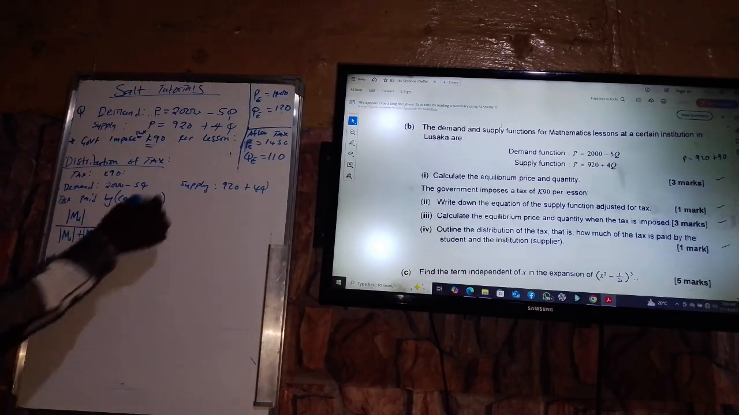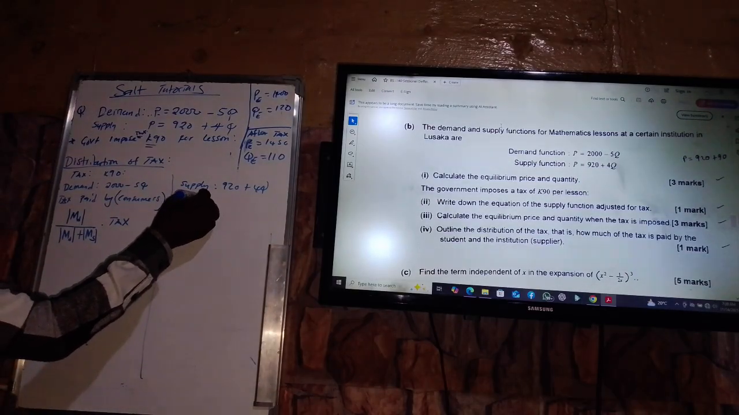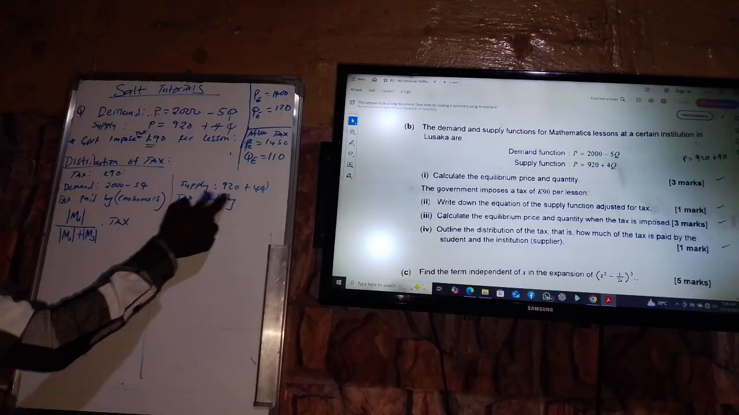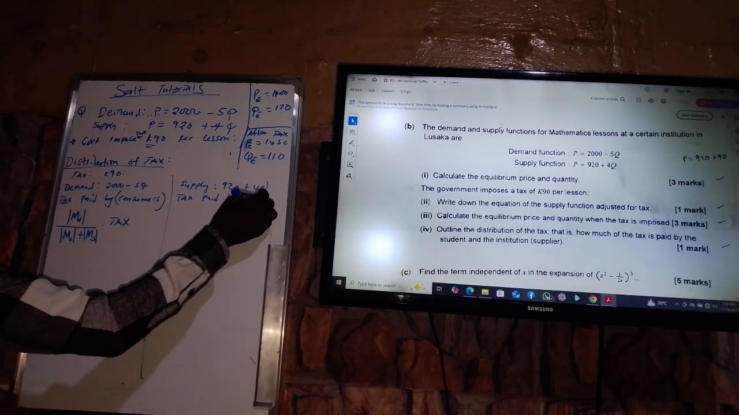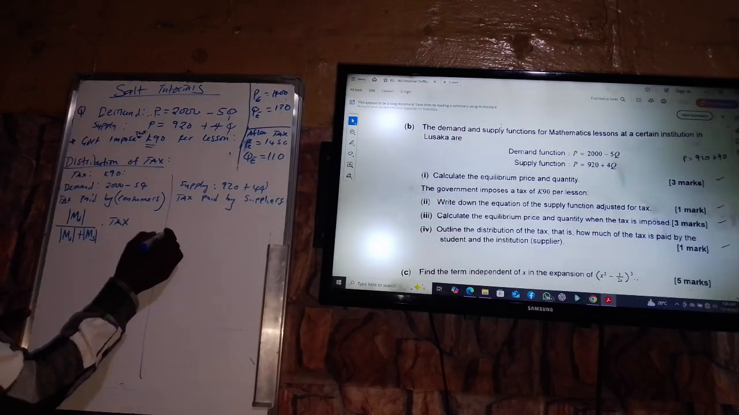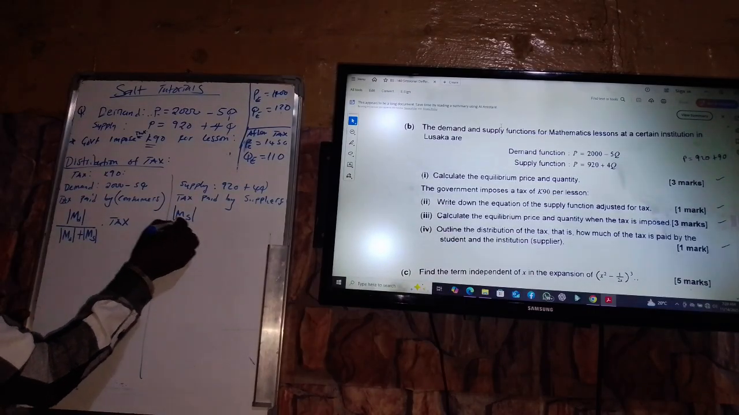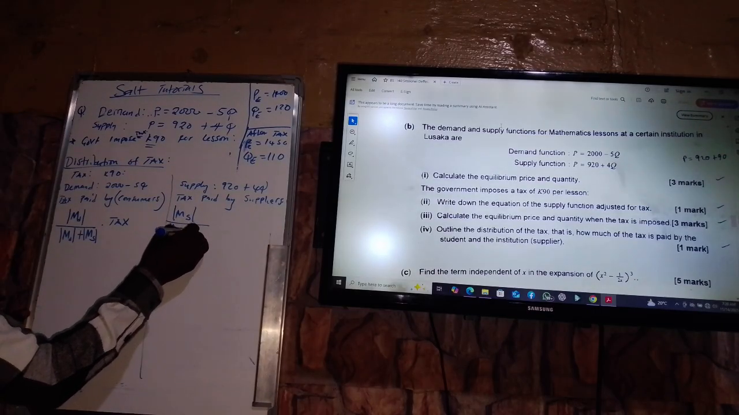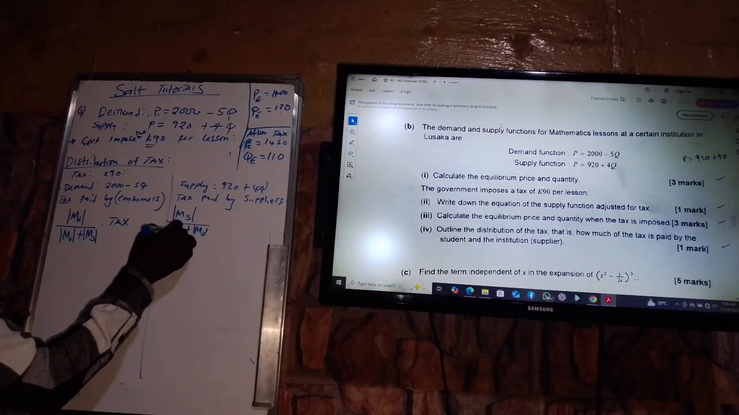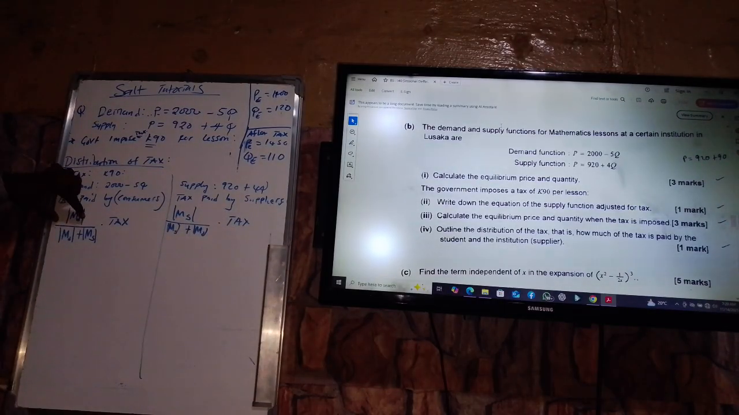But if you want the tax paid by what? The suppliers. What do I do? It is MS, which is the gradient for the supply function, over MS plus MD, multiplied by tax. Look at this, I'm putting absolute value, it means I'm just concerned with the positivity.